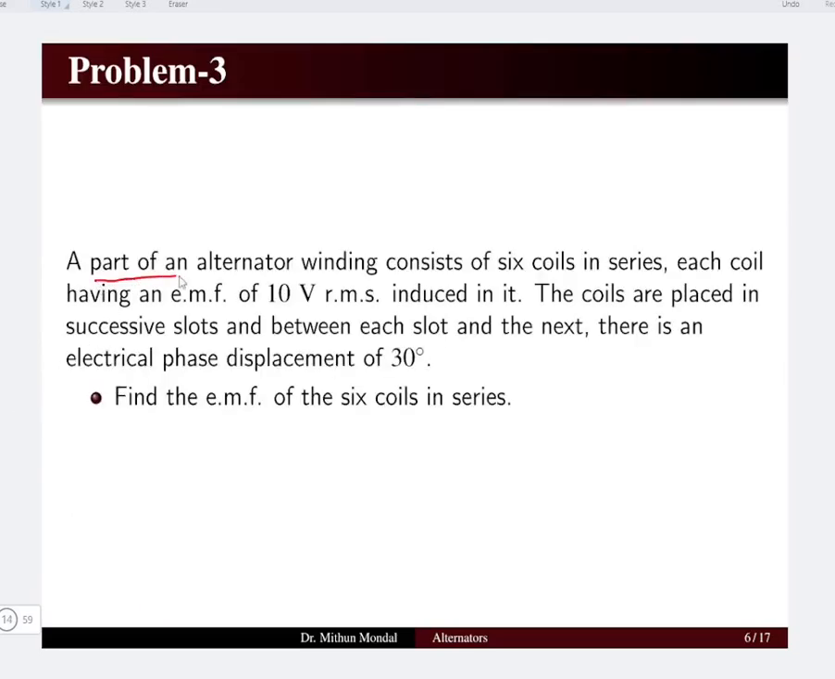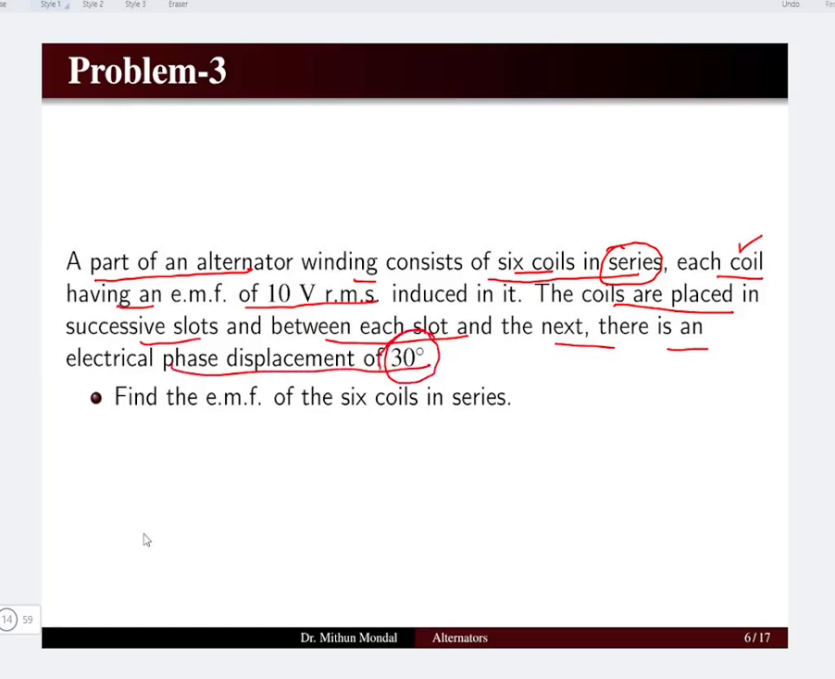Here you have a part of an alternator winding which consists of 6 coils in series. So coils are wound in series and there are total 6 coils. Each coil is having an EMF of 10 volt RMS. So this is for one coil. And the coils are placed in the successive slots, and between each slot and the next there is an electrical phase displacement of 30 degree. So phase displacement is 30 degree between the slots. You have to find the EMF of all the 6 coils which are connected in series.